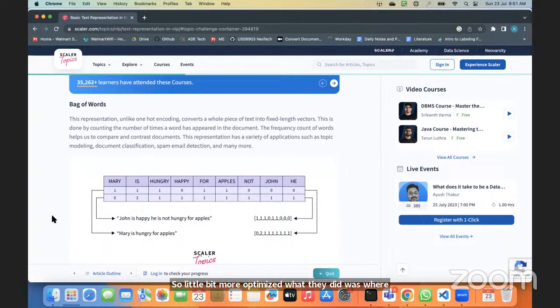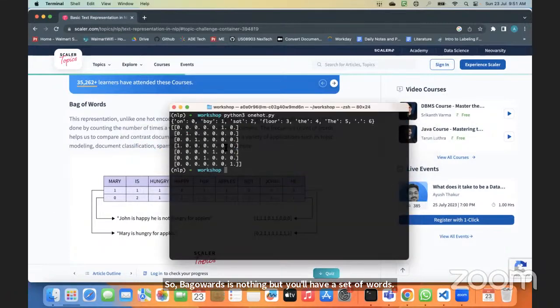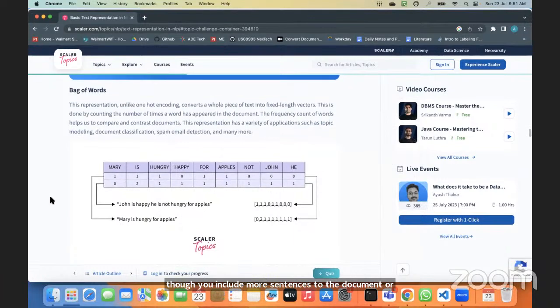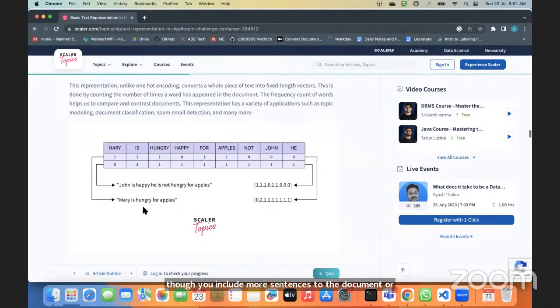Bag of words is nothing but you'll have a set of words. I think we coded it here. Yeah, so this is basically the bag of words. So even though you include more sentences in the document or your training sample, let's say we have 5 sentences, or there are only 2 here, as I discussed: John is happy, is not hungry for apples, and Mary is hungry for apples.